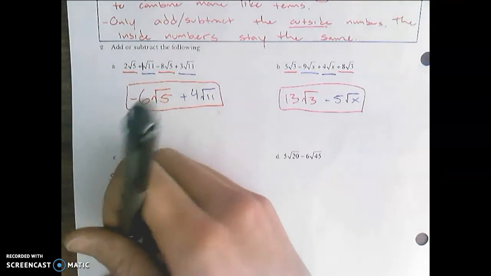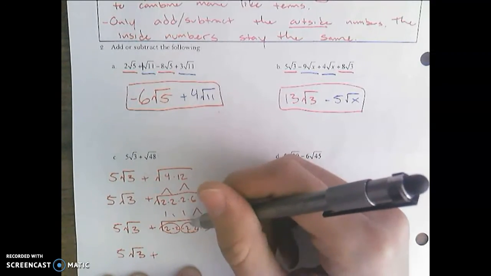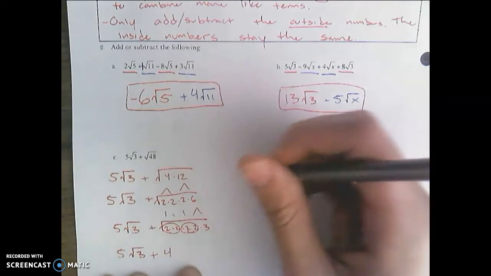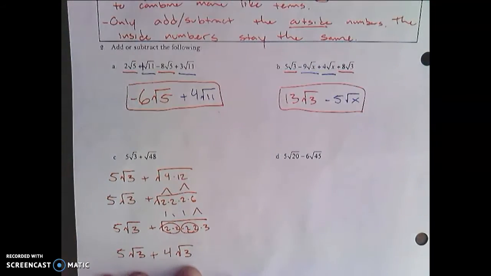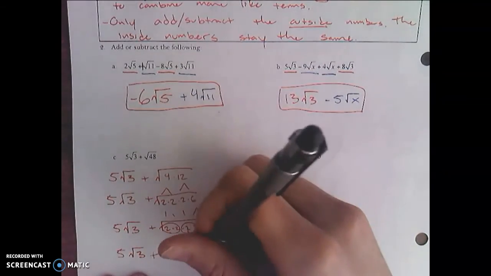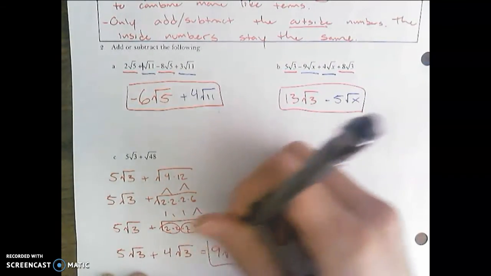So we have 5 root 3 plus, on the outside we have 2 times 2, which is 4. And then what's left over is 3. So now we have 5 root 3 plus 4 root 3. We've got the same radical, same number underneath the radical. So we can just add the numbers in front. So 9 root 3. And that's our final answer.